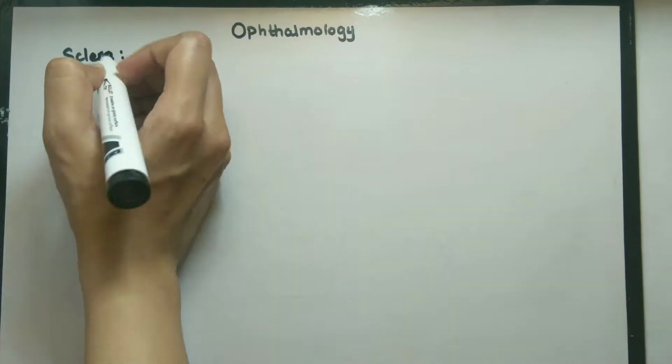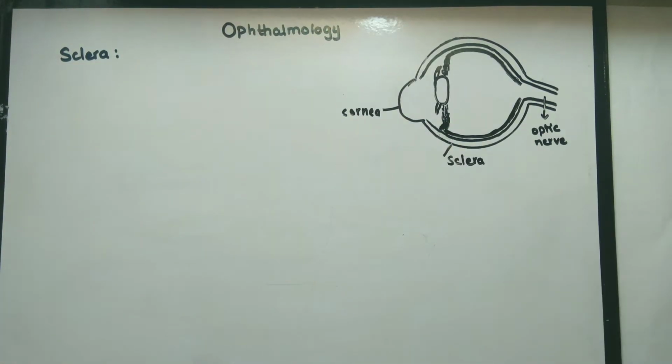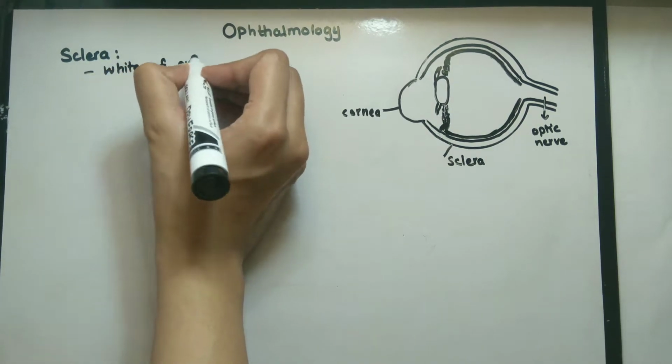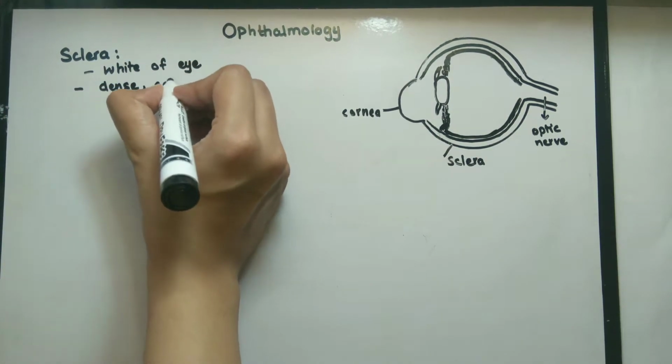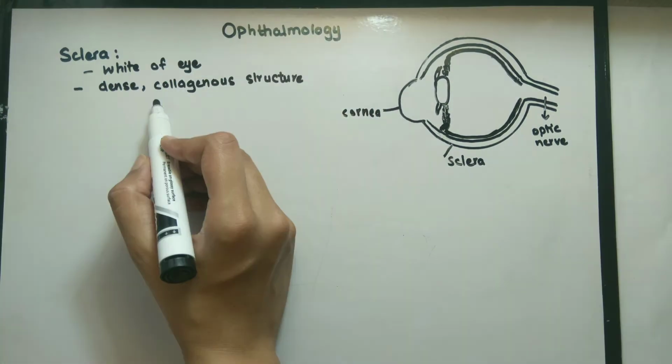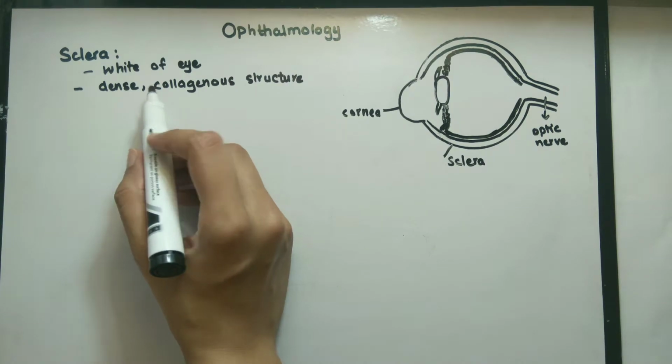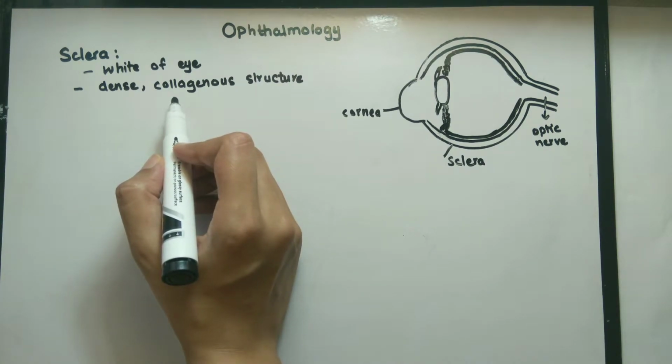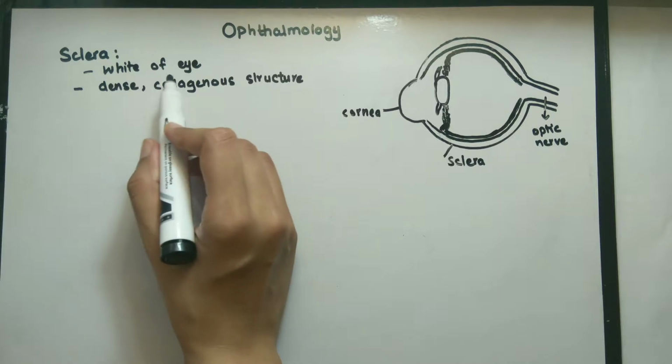Today we will discuss about sclera. Let's start with sclera's definition. It is a dense, fibrous, collagenous structure which comprises the posterior fifth of the eye. It is a dense, collagenous structure of the eyeball that forms the white of the eye.